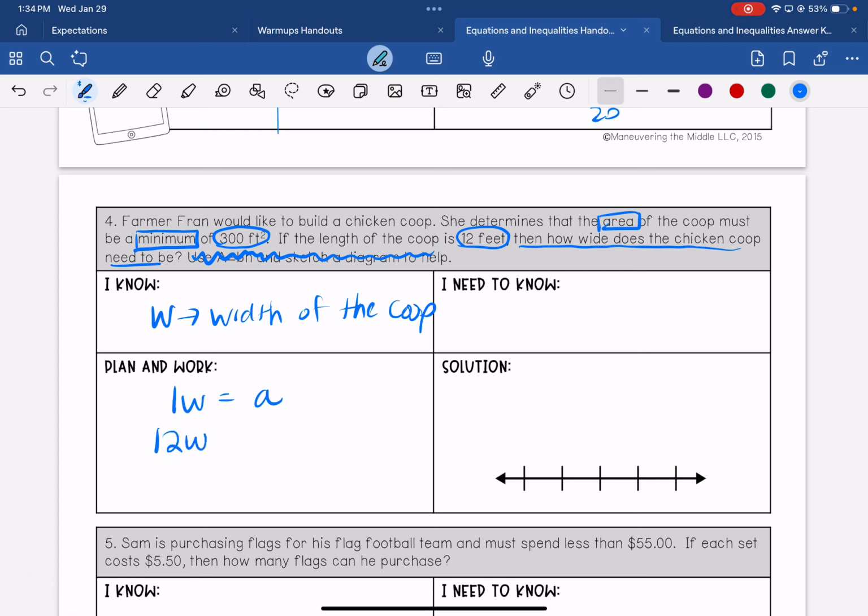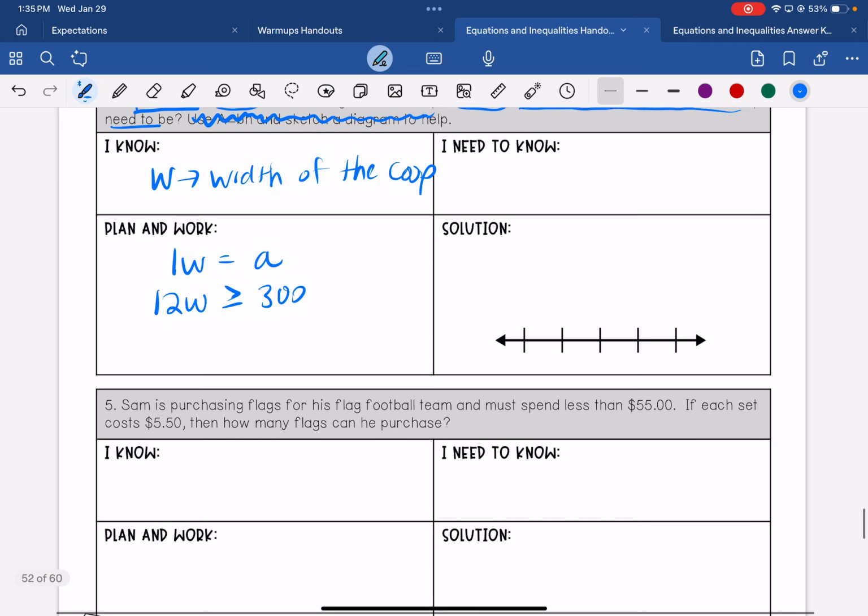We do not know the width, so it's 12W. And then our keyword for our inequality symbol is minimum. So we're going to do greater than or equal to 300. And remember, minimum is another tricky one. It sounds like it's less than, right? But if you have to bring a minimum of 3 pencils to class, you need to bring 3 or more.